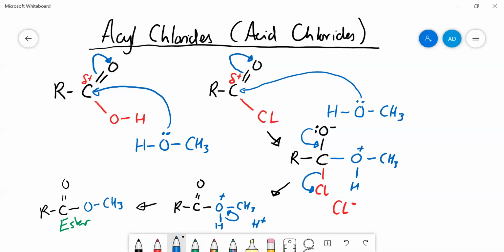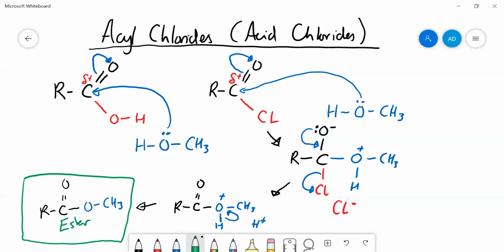Okay, so if we want to form the ester, we can either do that by using a carboxylic acid and the alcohol, or with an acyl chloride and the alcohol. The reaction with the acyl chloride is much faster. Also, the reaction with the acyl chloride tends to go to completion. You get a very high yield. If you react the carboxylic acid with an alcohol, it's an equilibrium reaction, and you're never going to get a very good yield.